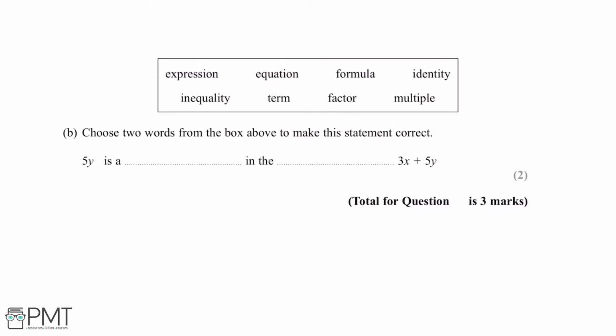An equation is something which will contain an equals sign. A formula will also contain an equals sign, however it's used to explain a rule. An identity will contain an identity symbol, which looks like this. An inequality will contain an inequality symbol, which could look something like this. A term is a single number or letter. A factor is a number which can be multiplied by another number to give a product. And then a multiple is the product of 2 whole numbers.